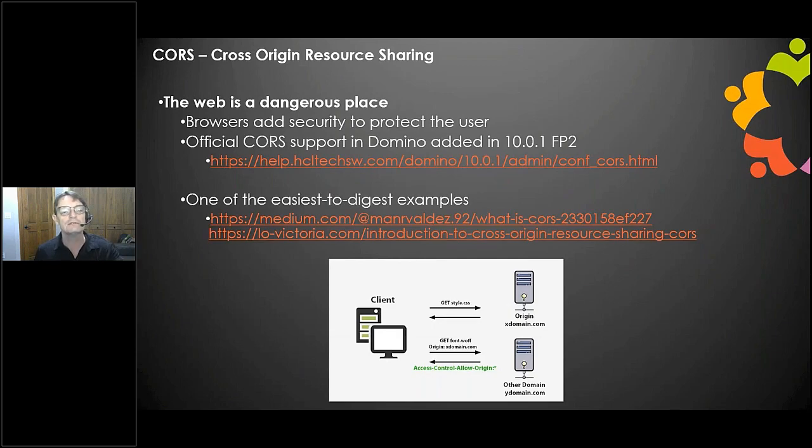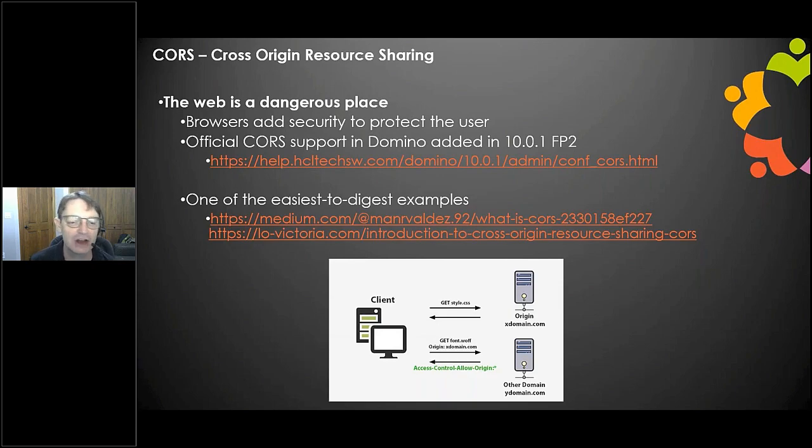So go look at the official documentation of what HCL added for CORS, because you can change it. And you can then add other sources to your website to allow them to pull in. There's two links there that are pretty good at explaining what CORS is, better than what I just did here, to be quite honest. But it's in Domino, it's there.